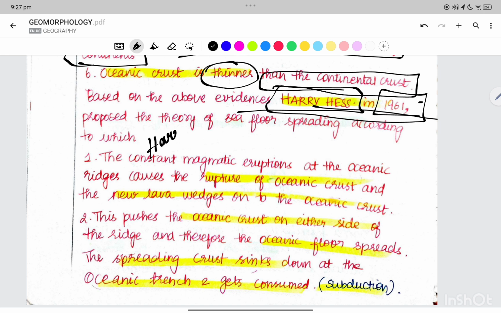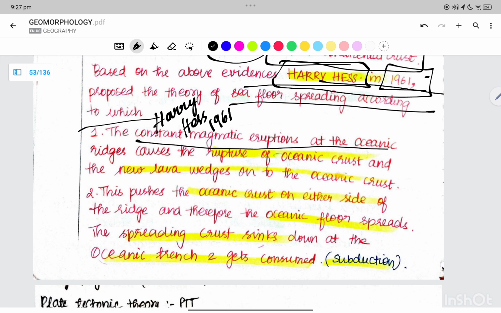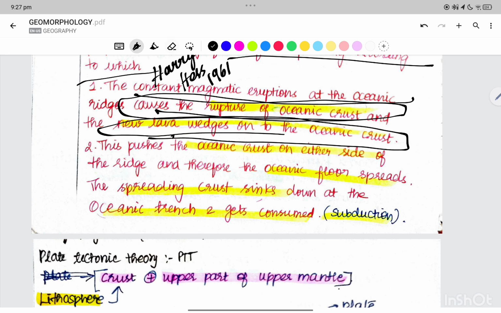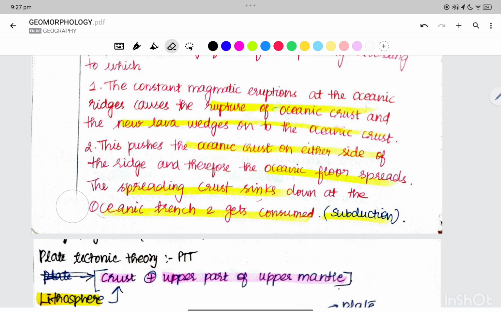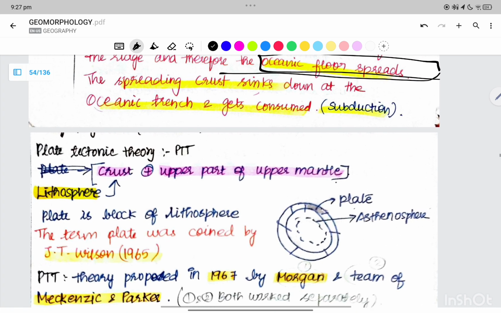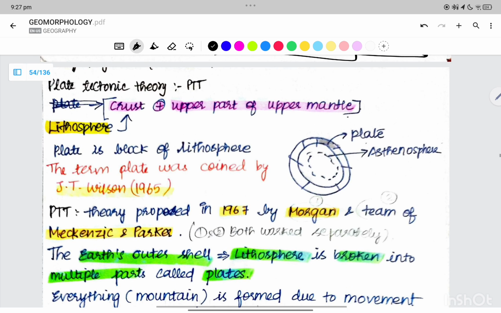Harry Hess in 1961 proposed the theory of sea floor spreading, according to which there is a constant magmatic eruption at the ridges which causes the rupture of the oceanic crust, and new lava wedges on the oceanic crust. Hence, we have new lava coming out, right? This pushes the oceanic crust on either side of the ridges, and therefore the oceanic floor spreads. The oceanic crust sinks down at the oceanic trench to get consumed, which is subduction. This is the sea floor spreading theory.